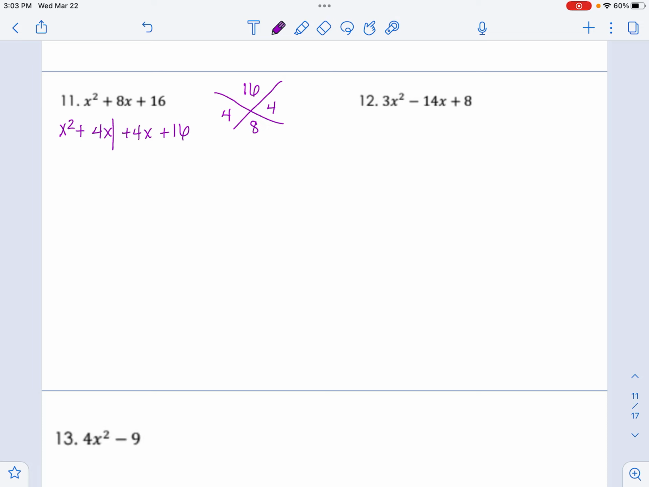Split it up. And the greatest common factor is x. Greatest common factor is 4 from the second set. And writing our final answer. So we're factoring out x plus 4, and what's left is x plus 4.